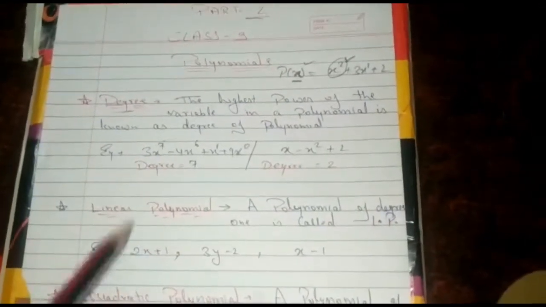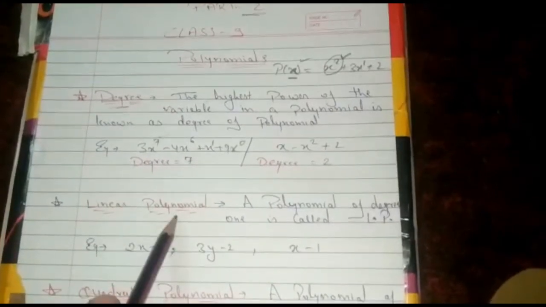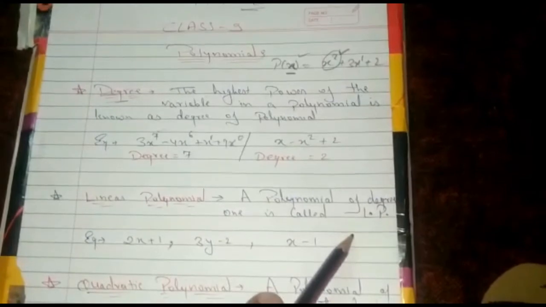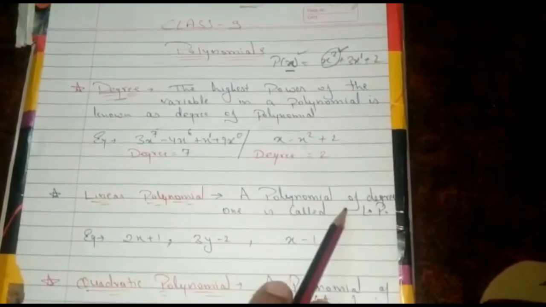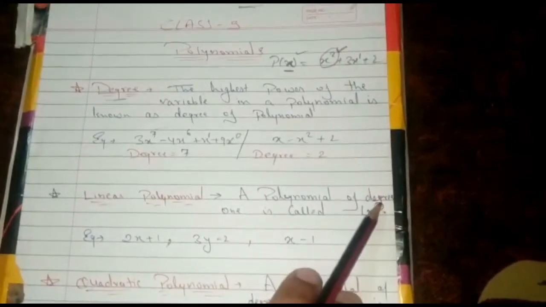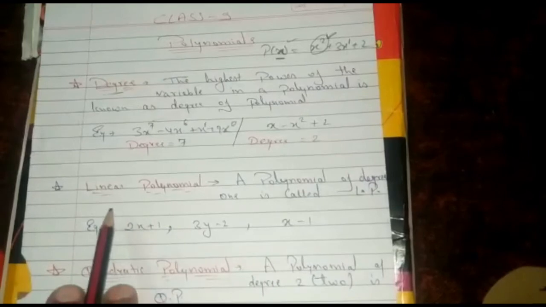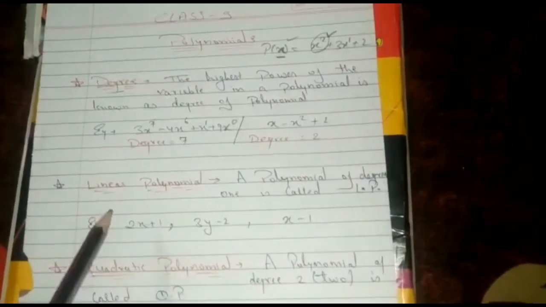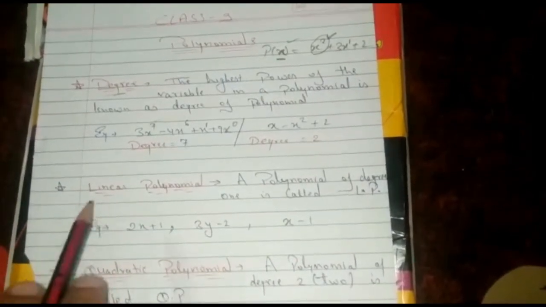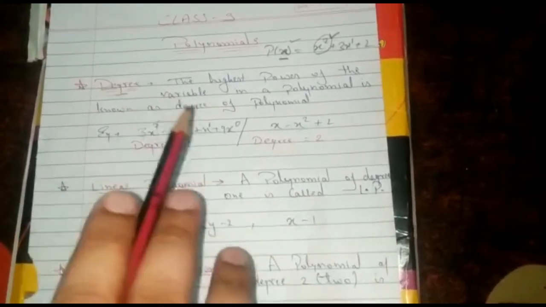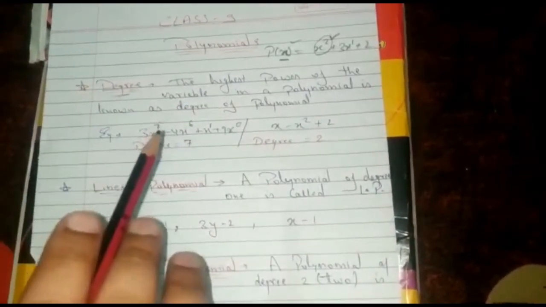Now let us move towards some types of polynomials. The first one is the linear polynomial. A polynomial of degree 1 is called a linear polynomial. That means all those polynomials whose degree, that is, highest power, is 1 are called linear polynomials. Let us understand some examples of linear polynomials. Linear polynomial means the degree is 1, that is, the highest power of the variable is 1.